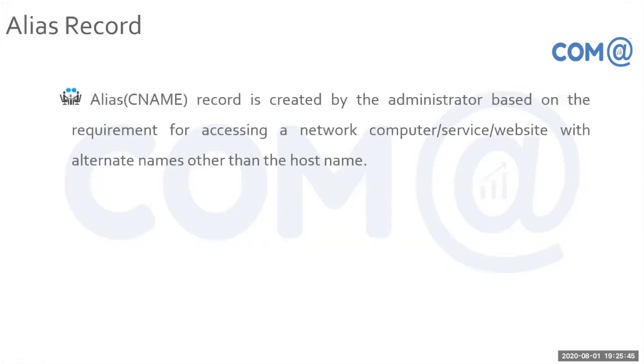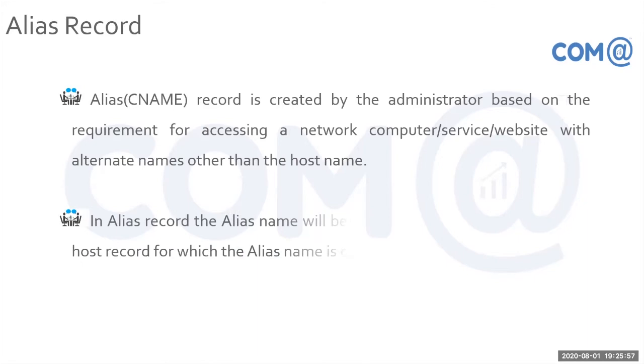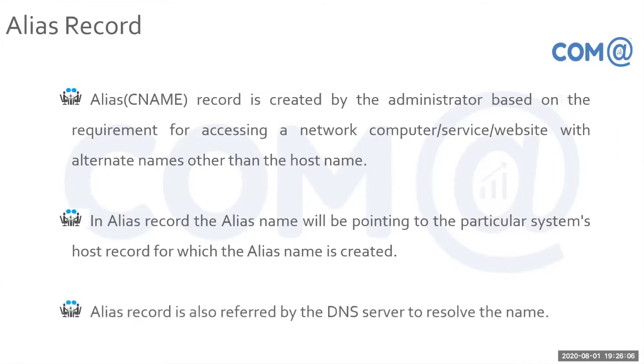Explaining about the alias record. The alias record is created by the administrator based on the requirement for accessing a network computer, service, or website with an alternate name other than the host name. In the alias record, the alias name points to the host record of the particular system for which the alias name is created. The alias record is also referred to by the DNS server to resolve names when any name resolution request is given.